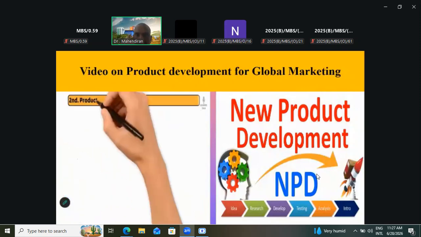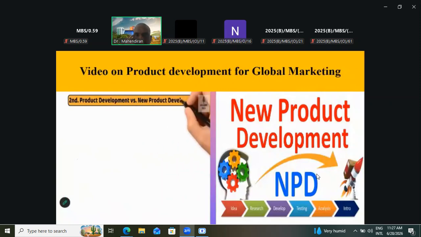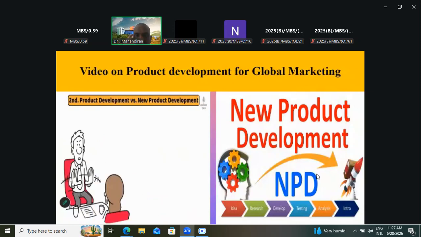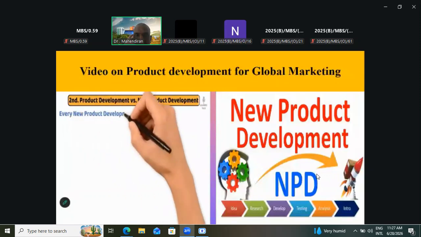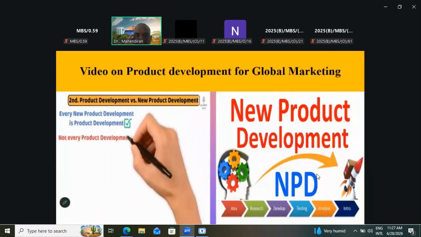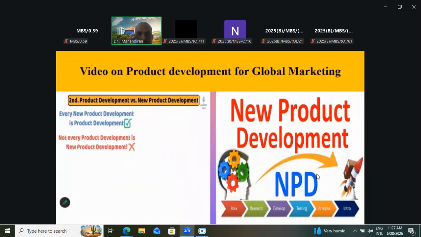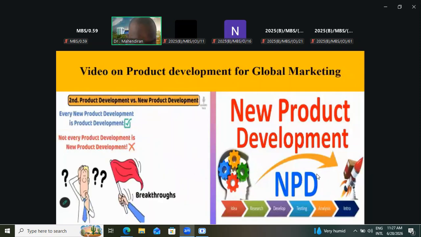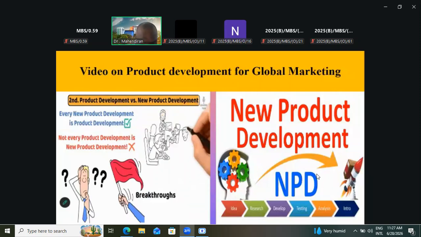Second, product development versus new product development. Wait, is product development the same as new product development? Not quite. Before we move forward, take a quick look at the difference table. In short, every new product development is product development, but not every product development is new product development. Why does this matter? If you're a startup, NPD is riskier, but can lead to breakthroughs. Established companies often focus on iterative product development to stay competitive.